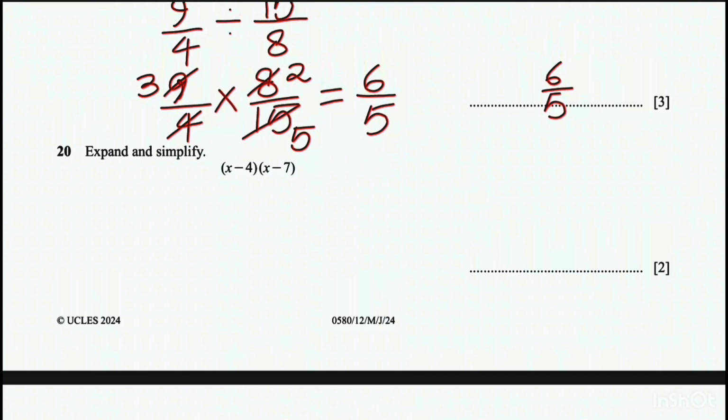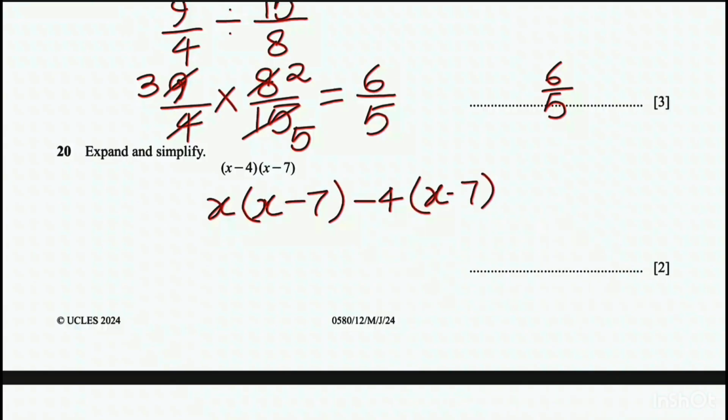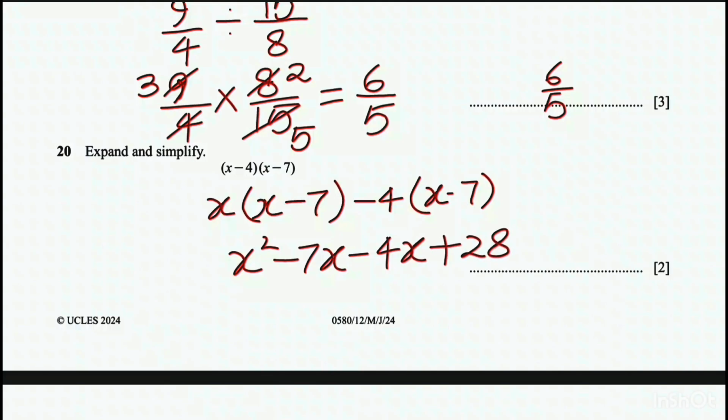Moving to the next question, question number 20. Expand and simplify. So x multiplies with x minus 7, and minus 4 multiplied by x minus 7. By distributing them, x square minus 7x minus 4x plus 28. And this finally takes the form x square, minus 7 minus 4 will be minus 11x, plus 28.